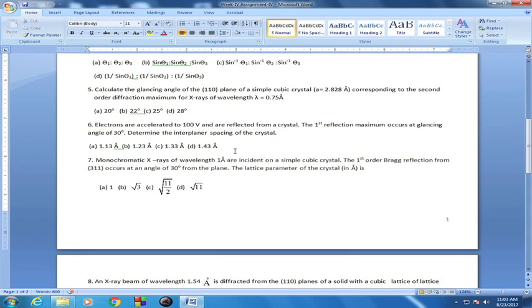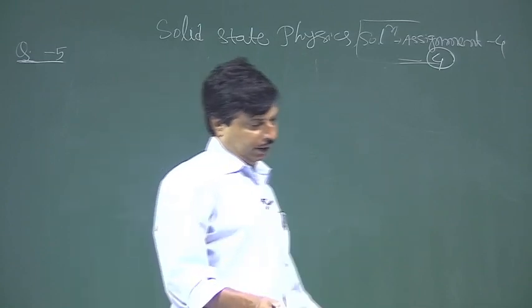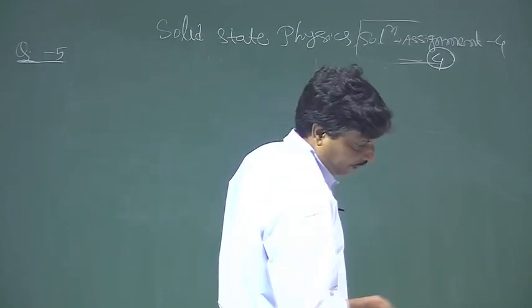Electrons are accelerated through 100 volt and are reflected from the crystal. The first reflection maximum occurs at glancing angle 30 degrees. Determine the interplanar spacing. This is question number 6. It is based on the concept of the Davisson-Germer experiment, assuming the wave nature of the particle, related to wave particle duality: when electrons are accelerated by some potential and reflect from the target, they produce matter waves.